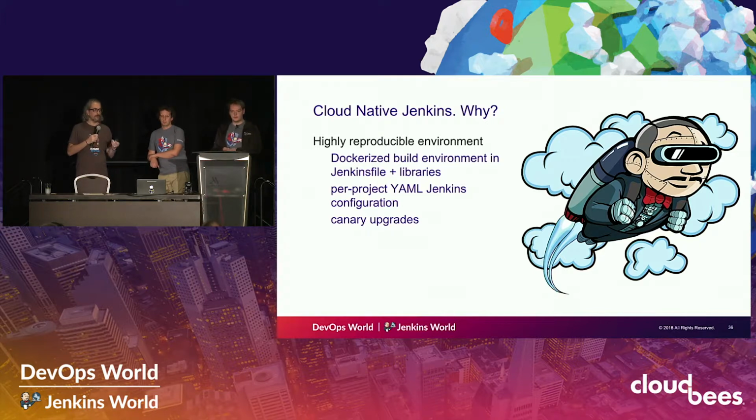Configuration as code to supply YAML files that will define what plugins, what versions you want to use. And allow canary upgrades, so whenever you upgrade Jenkins, you can see whether the new version is breaking some of your builds or not, and be able to roll back easily.